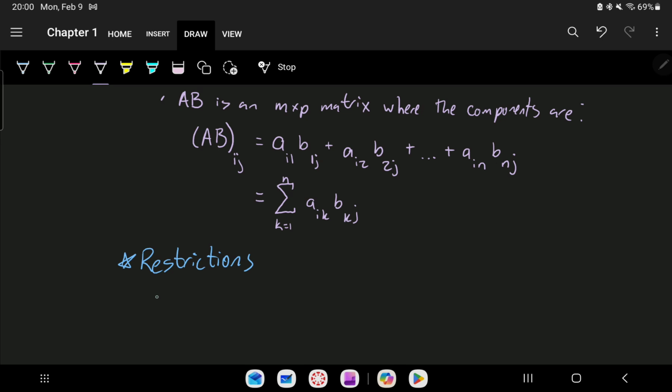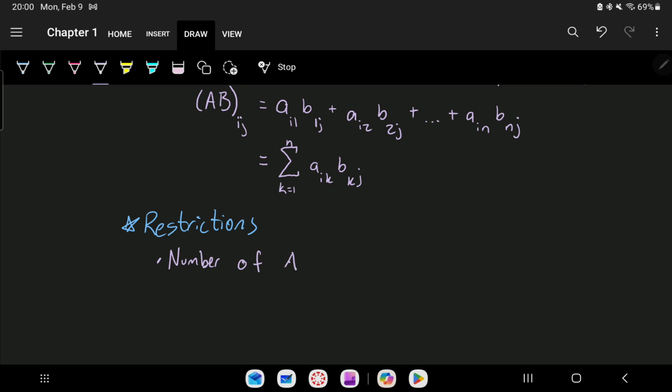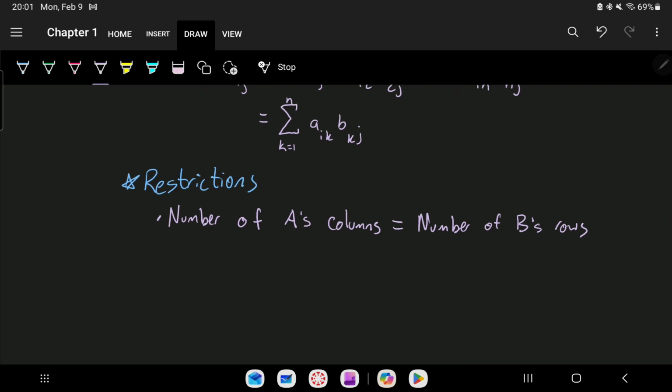So basically the number of A's columns needs to equal the number of B's rows. A kind of handy way to remember this, when you're doing these problems and analyzing, like, let's say A is 3 by 2 and B is a 2 by 3 matrix.